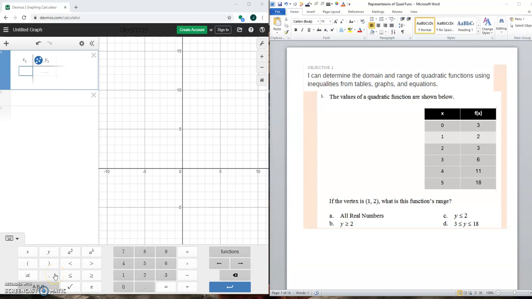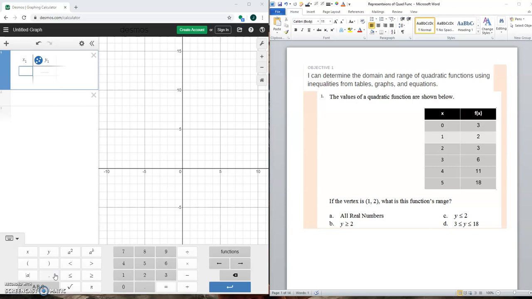Welcome back, everyone. Today we're going to discuss representations of quadratic functions. For this topic, we have three objectives that we'll be discussing, and objective number 1 says I can determine the domain and range of quadratic functions using inequalities from tables, graphs, and equations.